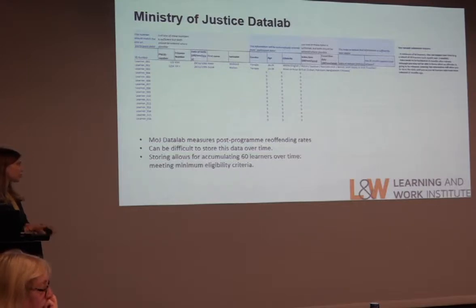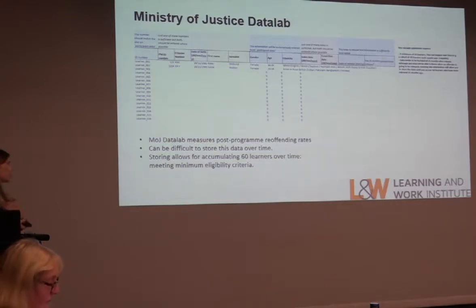And some of the issues that providers have with it is that you need at least 60 learners. So that's quite a large cohort. Most family learning programs are smaller than that. So we wanted to look at how we can help people to get up to those 60 learners so that they can make a submission. And one of the ways we thought to do that was just to integrate it into the spreadsheet that we've got, so that you can accrue that over time and then make a submission once you've got 60 learners.